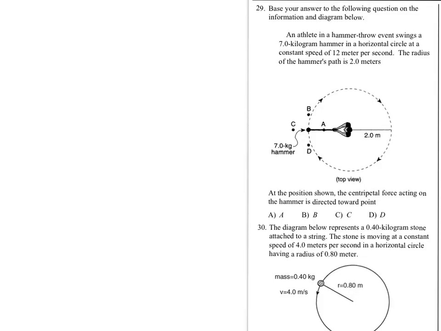Number 29 asks for the direction of the centripetal force acting on the hammer. Okay, centripetal force, like the acceleration, is directed towards the middle. And that middle is point A over here. So the answer is choice A, point A.